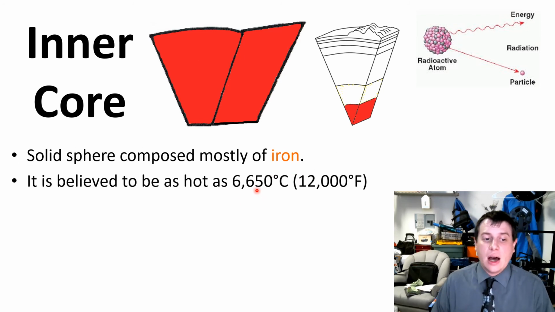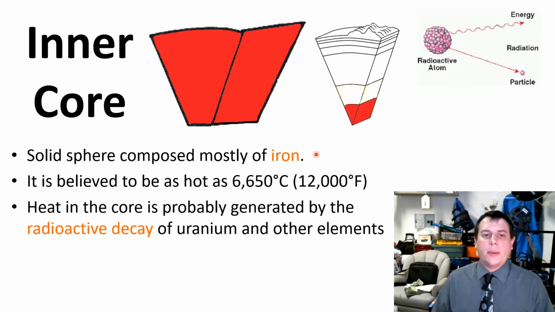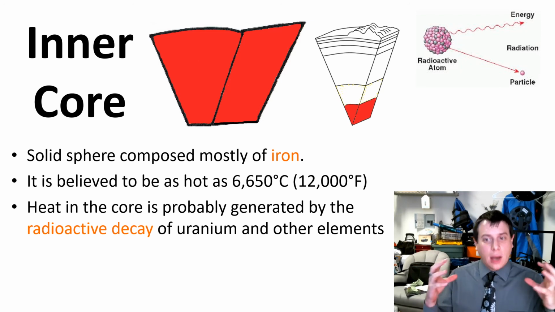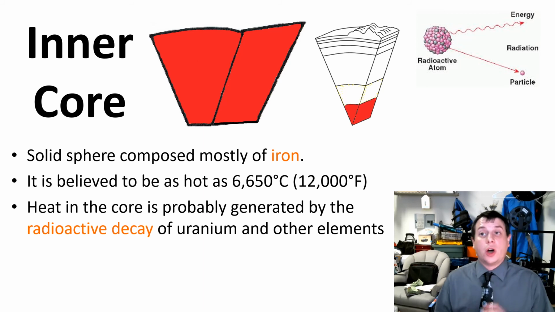It's believed to be as hot as 12,000 degrees Fahrenheit or 6,650 degrees Celsius. And its heat is probably generated by radioactive decay. The idea here is quite simply that some of the heaviest elements were still able to sink to the center of the core, where they congregated in a large enough amount that you actually have nuclear fission reactions undergoing in the core, which is supplying our core with heat continuously. This is thought to be the reason why our Earth has not cooled off in its center.